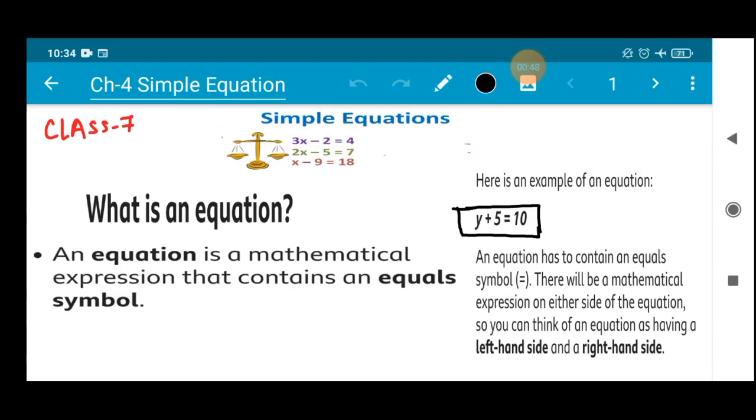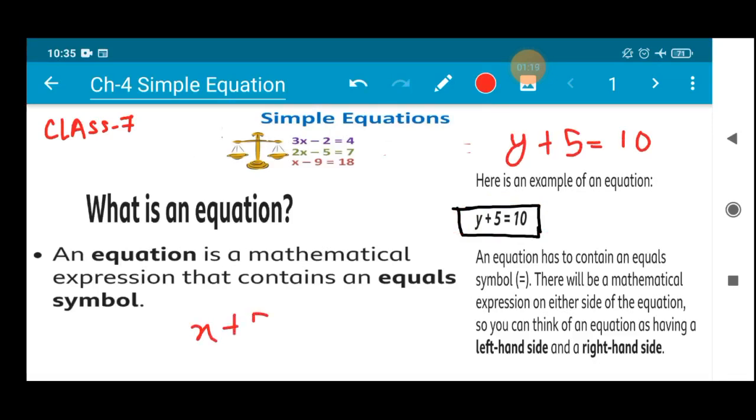First of all, before starting an exercise, let us brush up the knowledge of equation which you have gained in class 6, right? An equation is a mathematical expression that contains an equal symbol. So wherever you find this equal to sign, that expression is considered an equation.